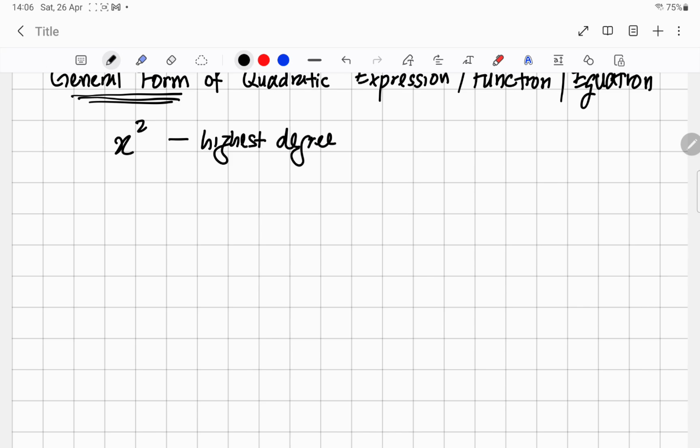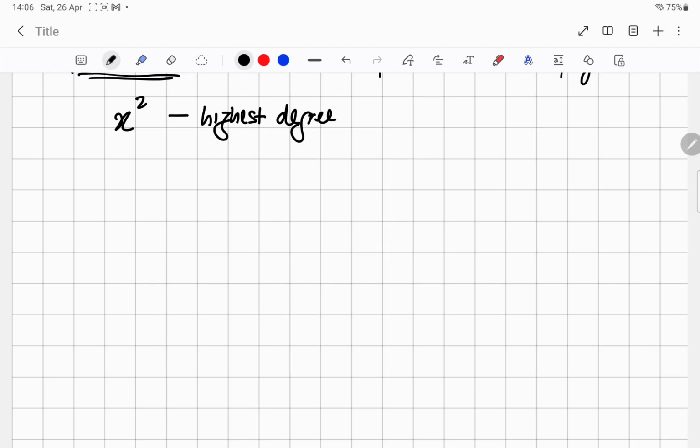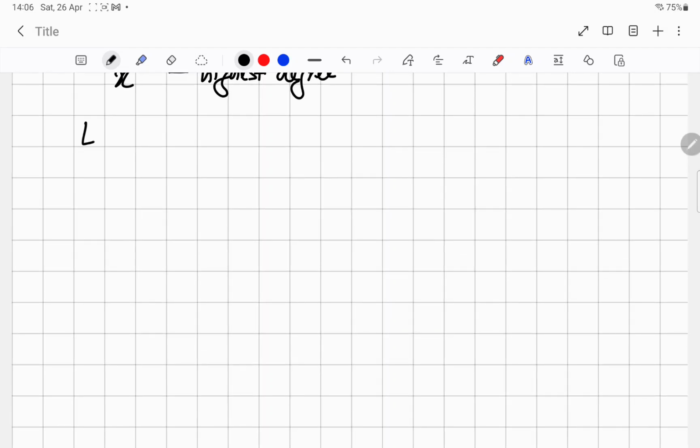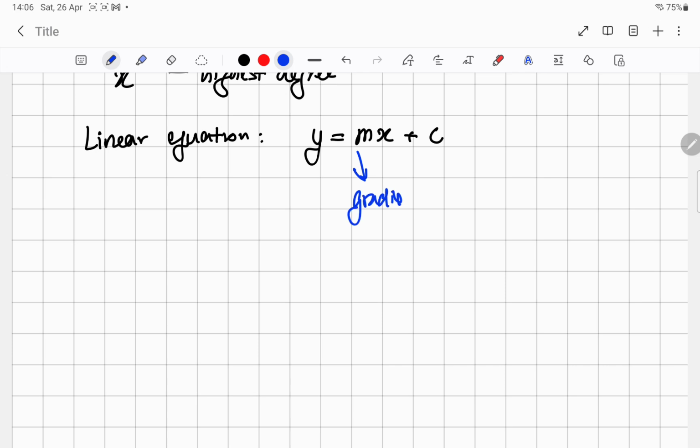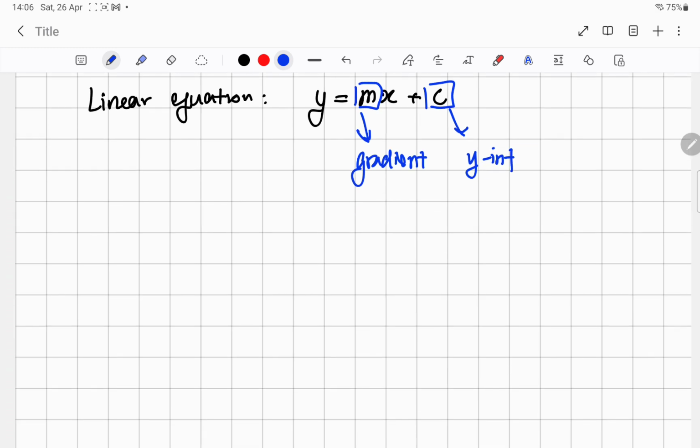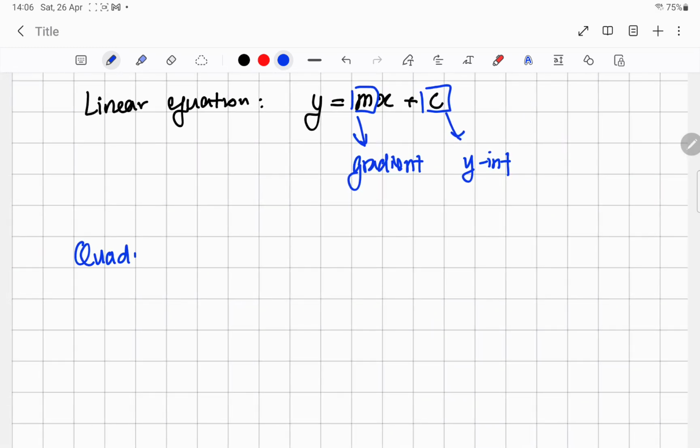Before we go into the quadratic equation, I want to recap whether you know what a linear equation is. What is the general form of a linear equation? y equals mx plus c, right? What is this m? This m is the gradient, and this c is the y-intercept. The same goes for a quadratic equation, or function, or any expression.